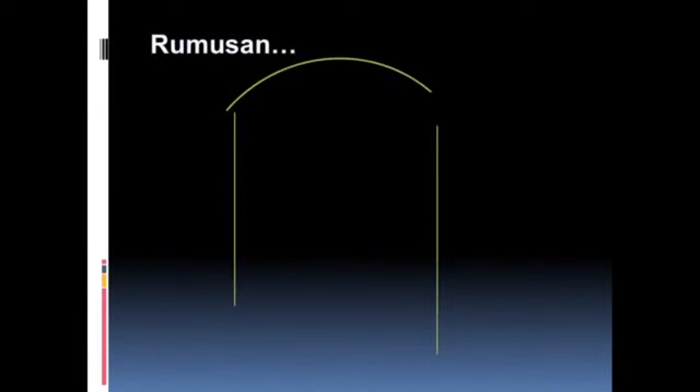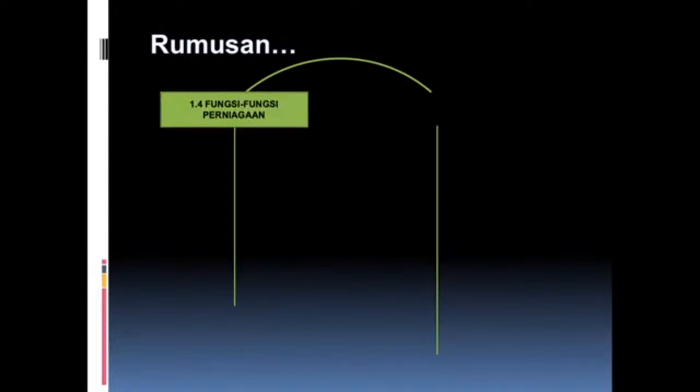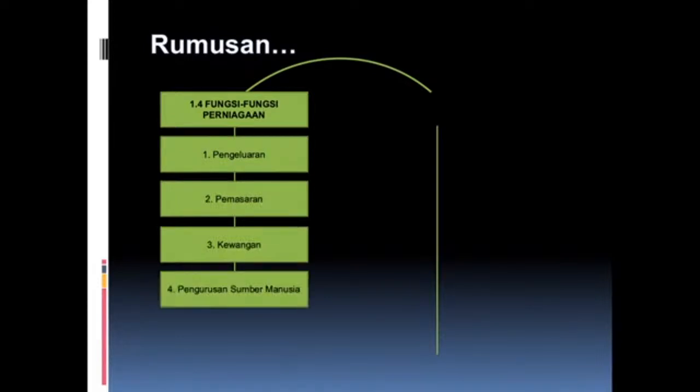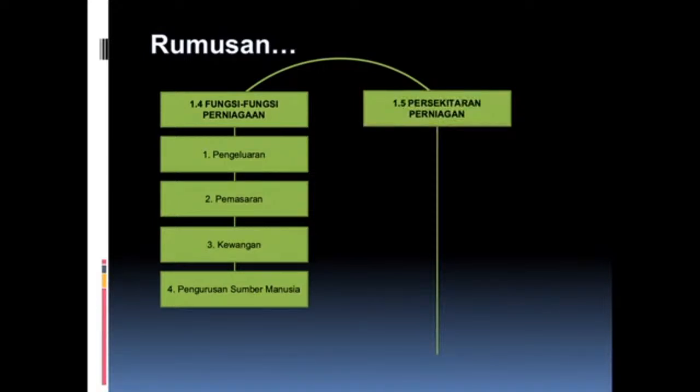Okey, sedikit rumusan di akhir kuliah kali ini. Pada kali ini kita telah belajar dua topik penting, iaitu pertama sekali fungsi perniagaan, di mana kita telah belajar berkaitan pengeluaran, pemasaran, kewangan dan pengurusan sumber manusia. Dan seterusnya, di kuliah ini juga kita telah belajar berkaitan dengan persekitaran perniagaan yang lebih menjurus kepada pihak berkepentingan.